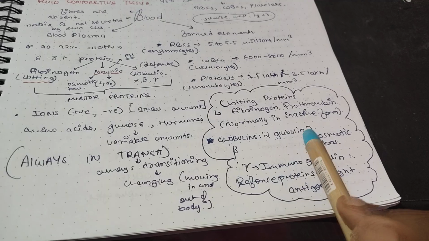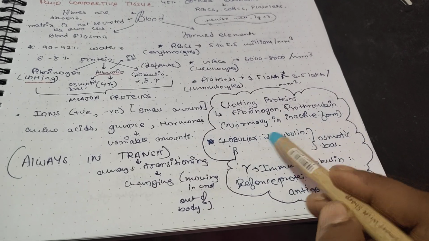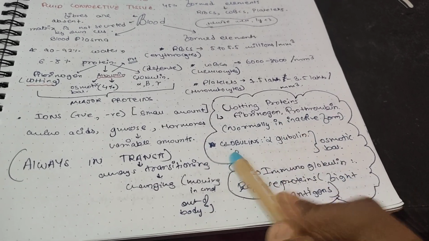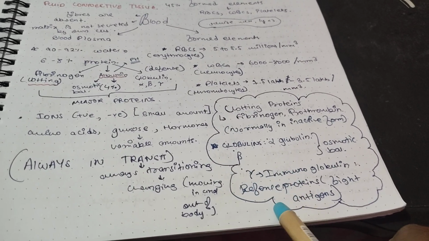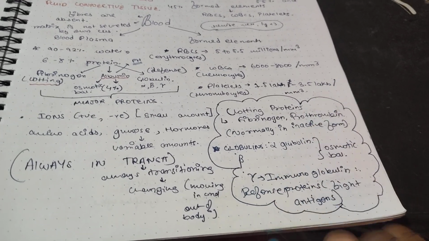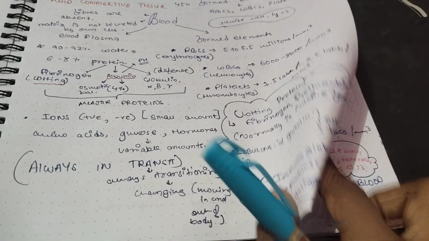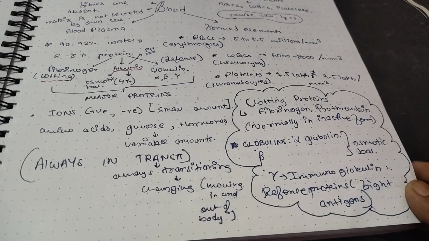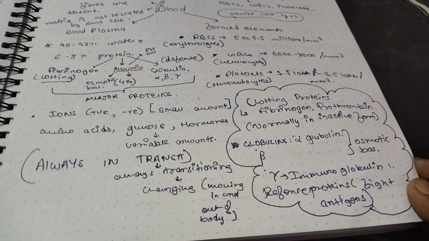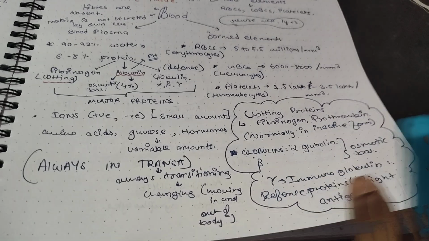Globulins help in osmotic balance. The alpha and beta globulins and the gamma globulins are immunoglobulins. They help in defense. They are called defense proteins, and they fight antigens, different strange antigens, like not the same as us, you know.